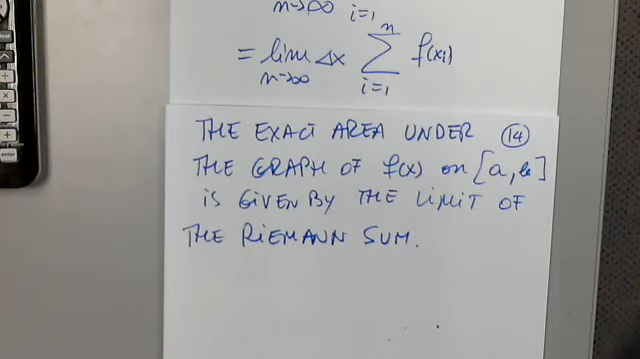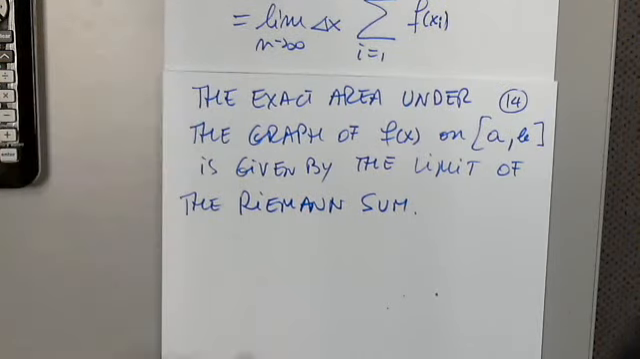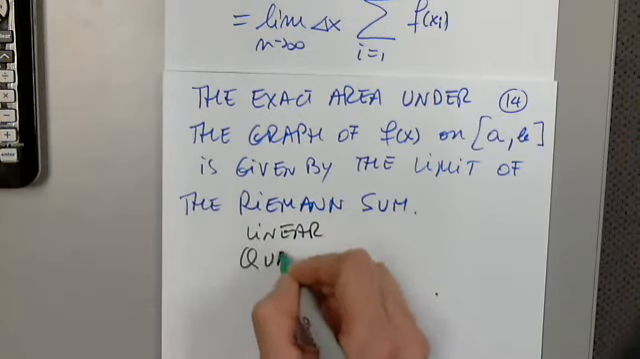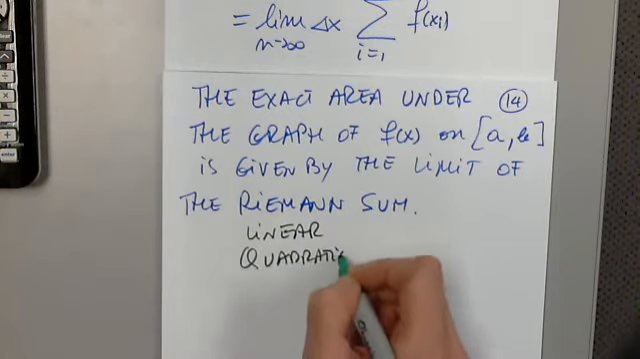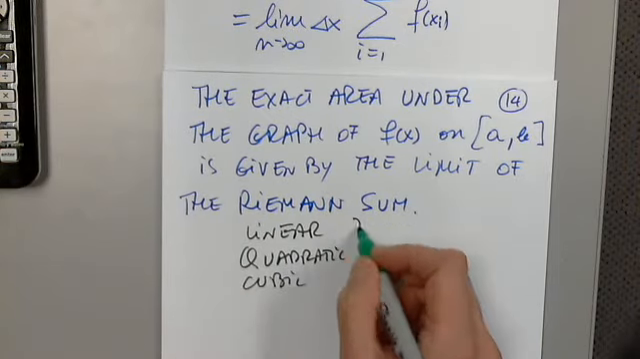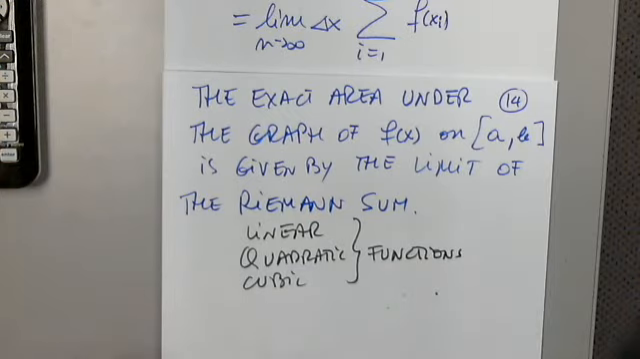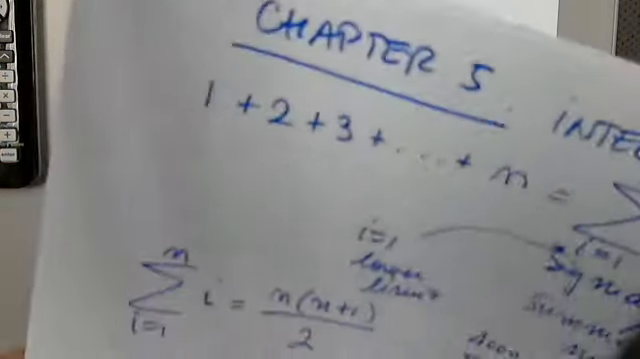However, this sounds very nice, and it is. We are limited. We cannot algebraically calculate the limit of the Riemann sum for anything else but linear, quadratic, cubic functions. Why? Because we only have these four formulas.